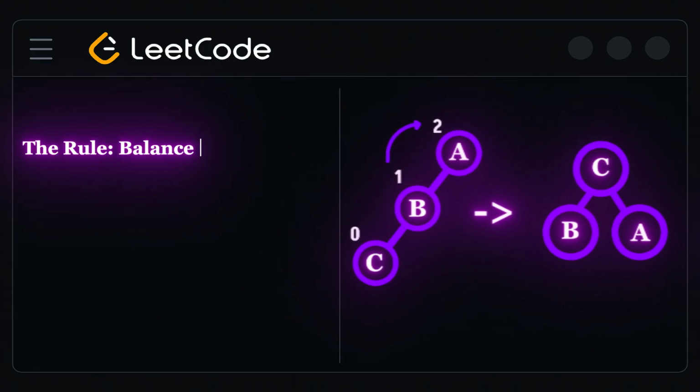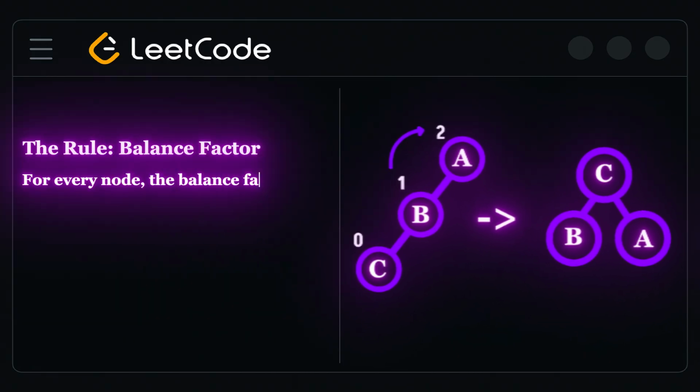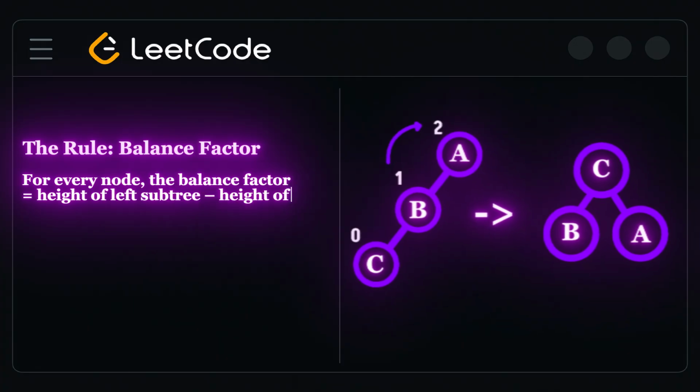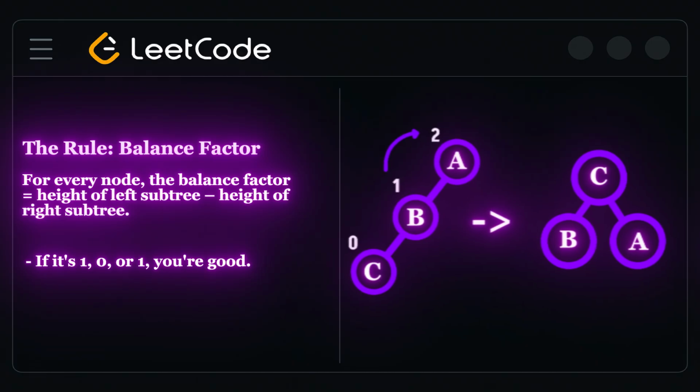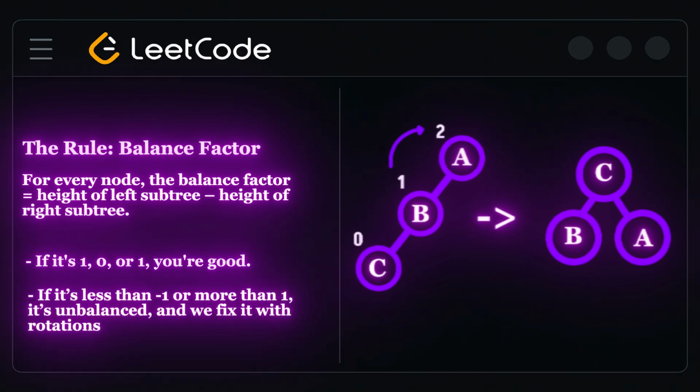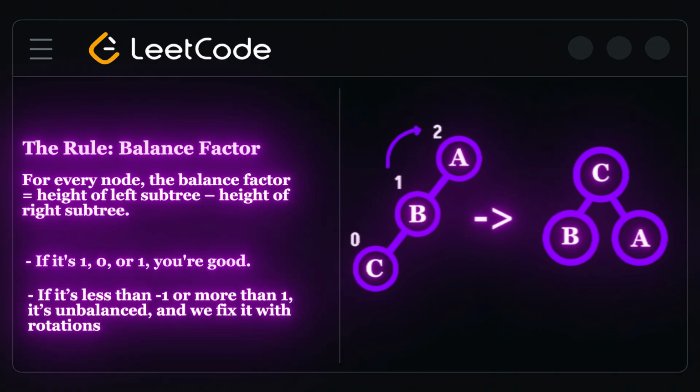The rule: balance factor. For every node, the balance factor equals the height of the left subtree minus the height of the right subtree. If it's -1, 0, or 1, you're good. If it's less than -1 or more than 1, it's unbalanced, and we fix it with rotations.